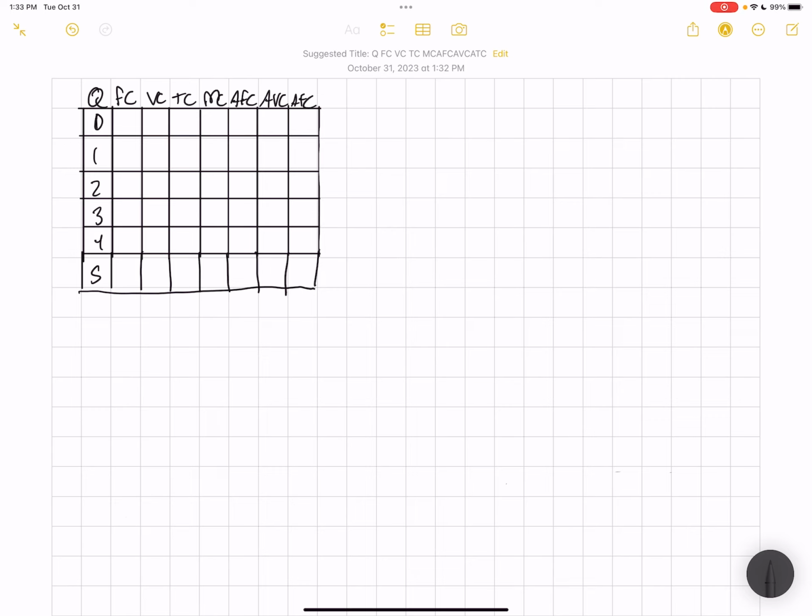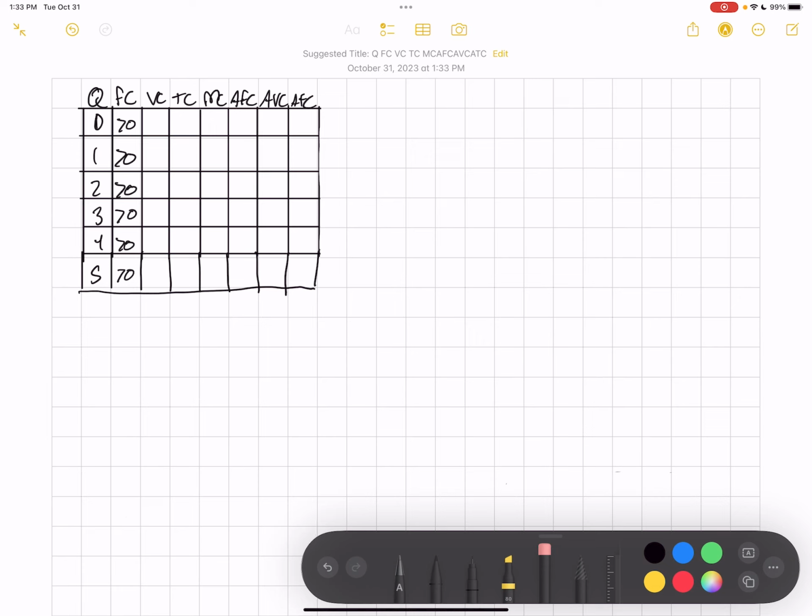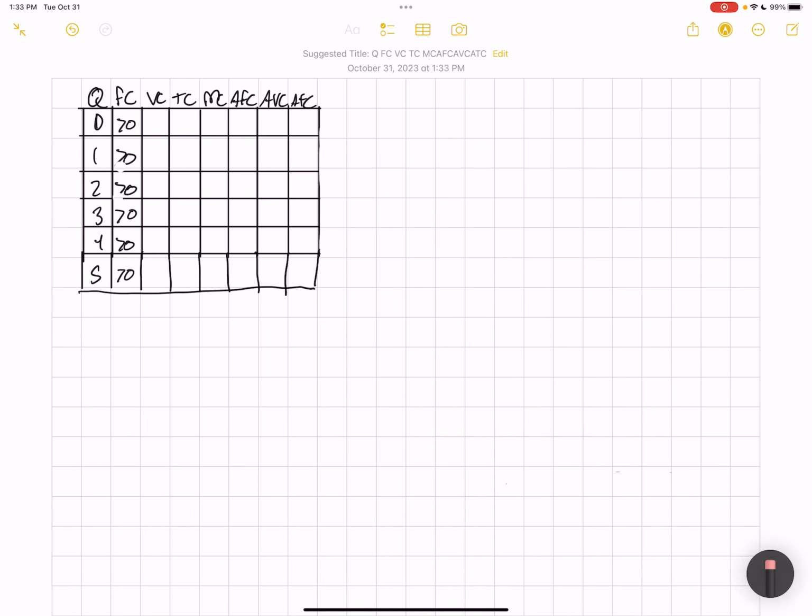So for our first one, it gives us a fixed cost of 70. We know that that fixed cost is going to carry throughout because fixed cost doesn't change based on quantity. So we can go ahead and fill all of these in to be 70. And some of them look like 20 because my handwriting's bad, but that's okay. Just fix that.